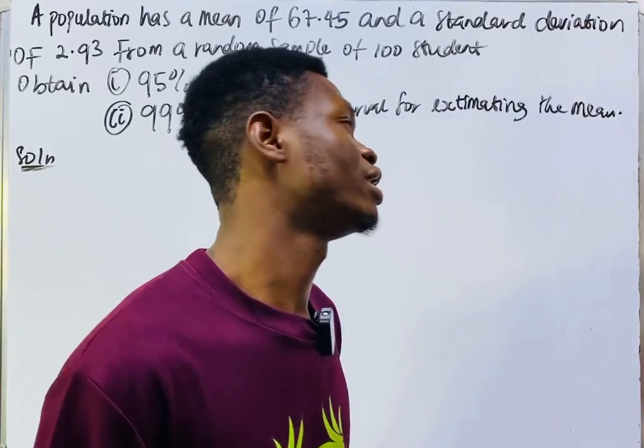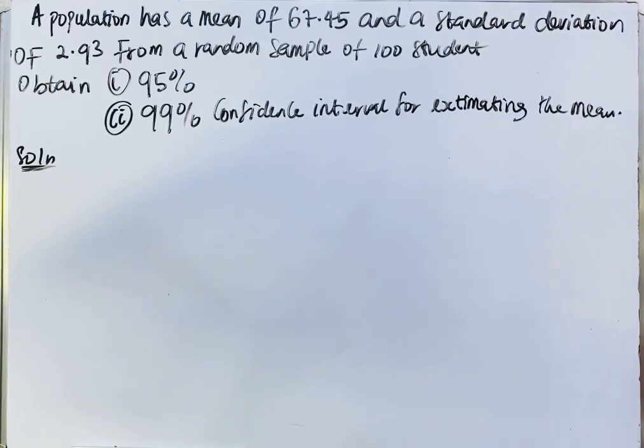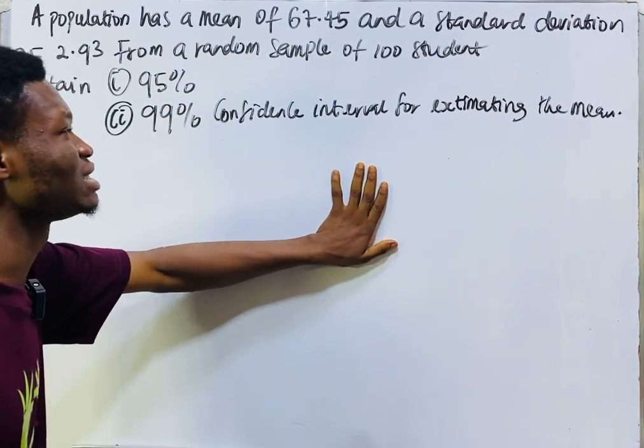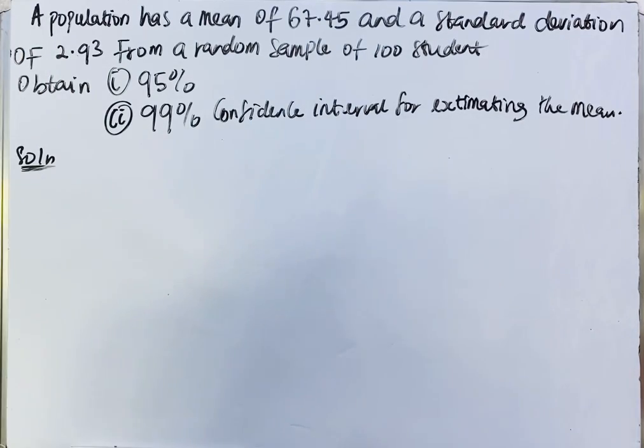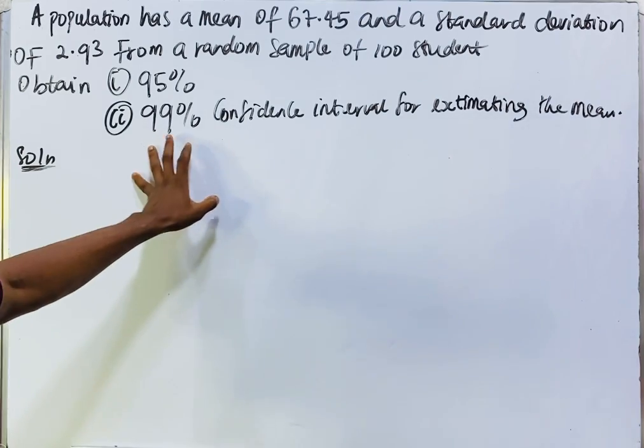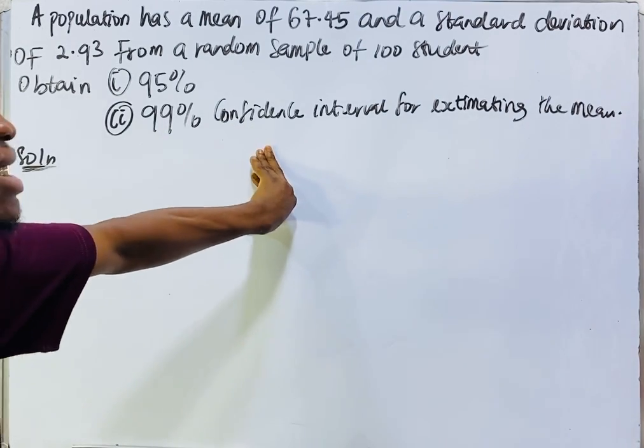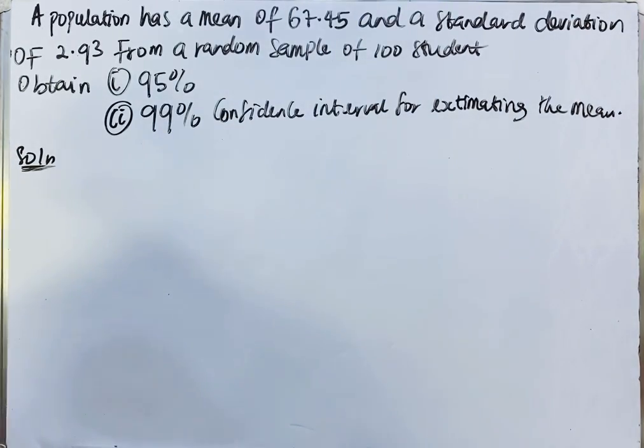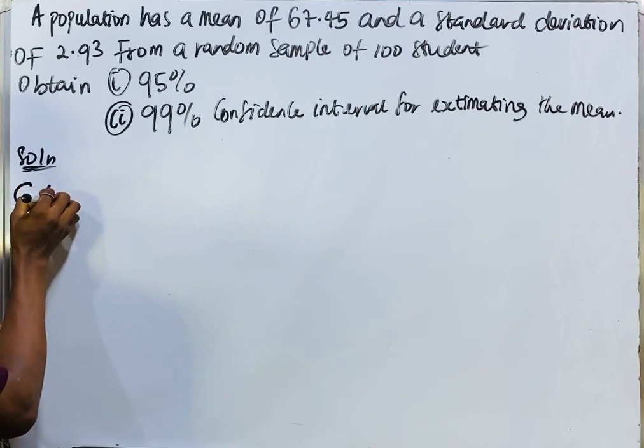So we'll be solving this question on the board. We have a population with a mean of 67.45 and a standard deviation of 2.93, from a random sample of 100 students. And we're asked to obtain the 95% and the 99% confidence interval for estimating the mean.